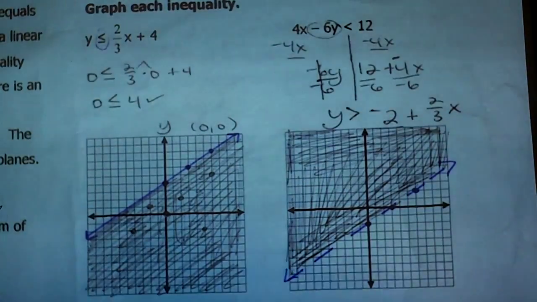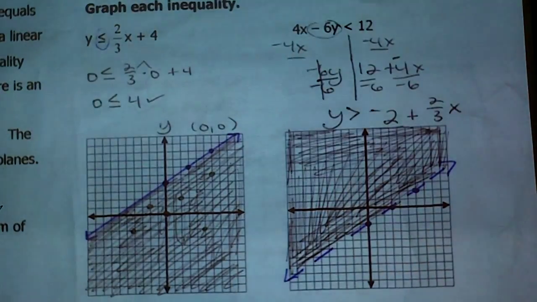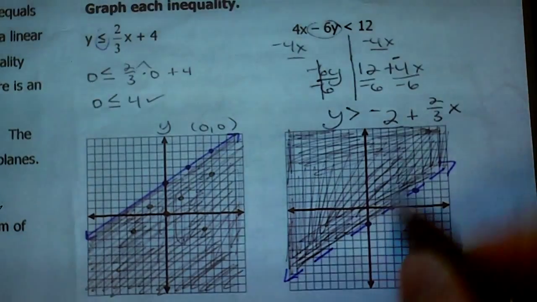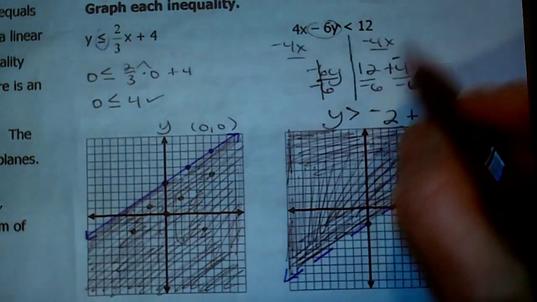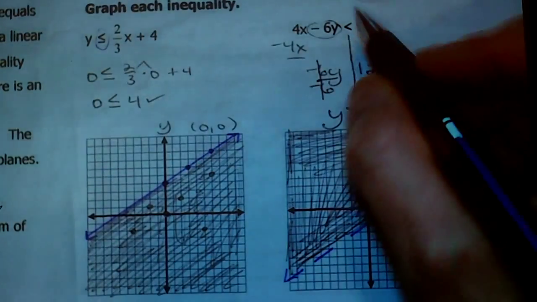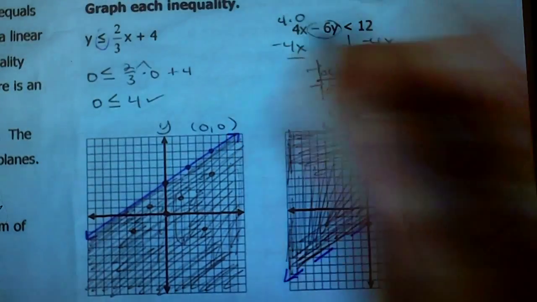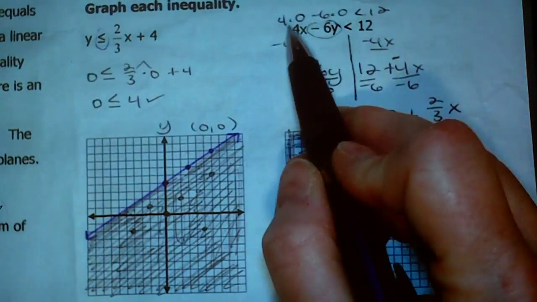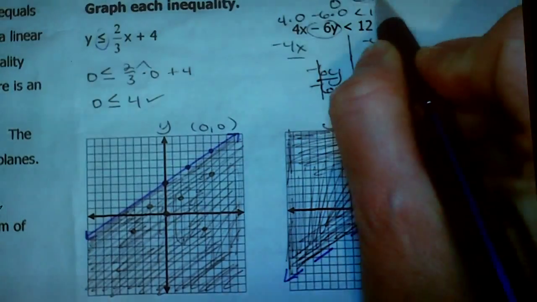Okay, so this means that any ordered pair in here will make this statement true. And again, we see that 0, 0 is one of them, right? So if I did plug in 0, 0, we could just use our original equation. Why not? 4 times 0 minus 6 times 0 should be less than 12. Well, 0 minus 0 is 0, right? Is 0 less than 12?